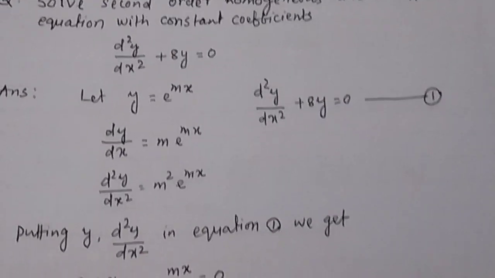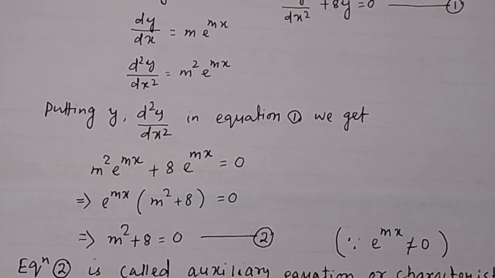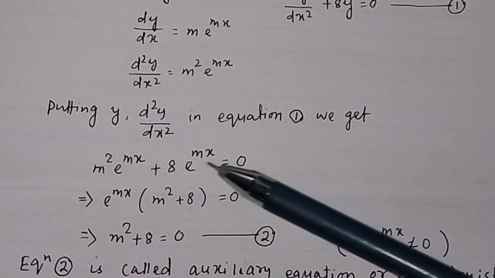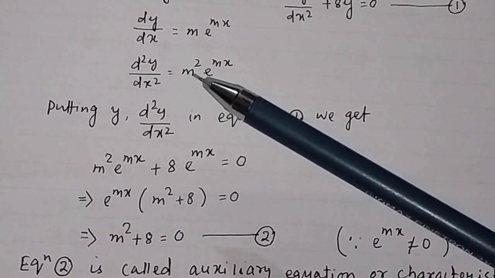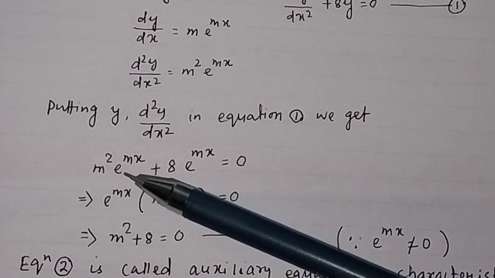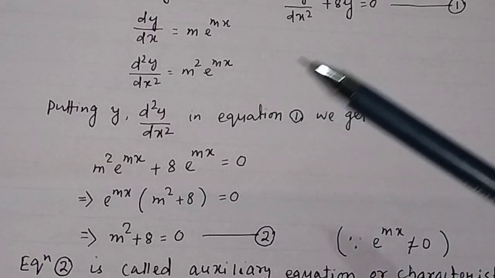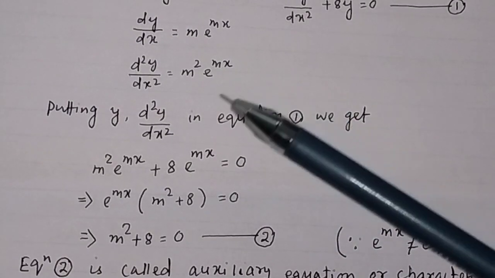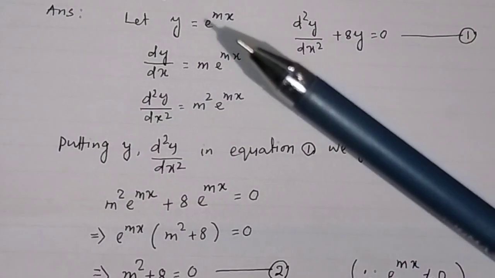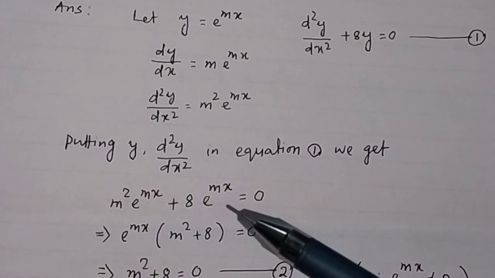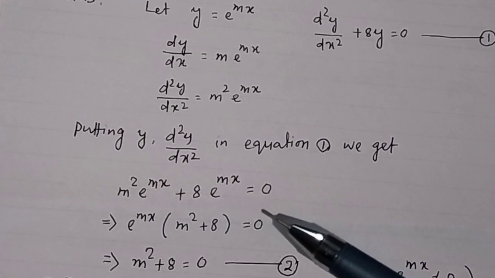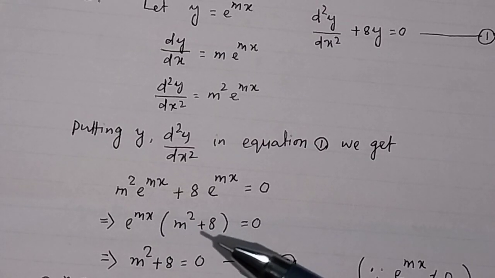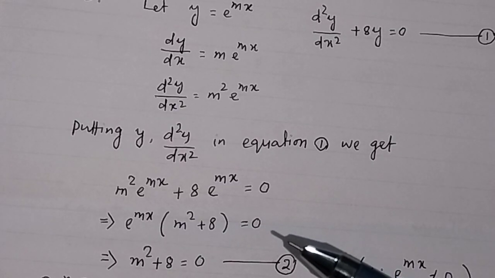So putting the value of y and the second derivative of y with respect to x in equation 1, we get m square e to the power mx plus 8 into y, because the second term is 8y, and we have taken y equal to e to the power mx. So 8 into e to the power mx will be equal to 0. If you take e to the power mx common, then in the bracket you have m square plus 8, that is equal to 0.